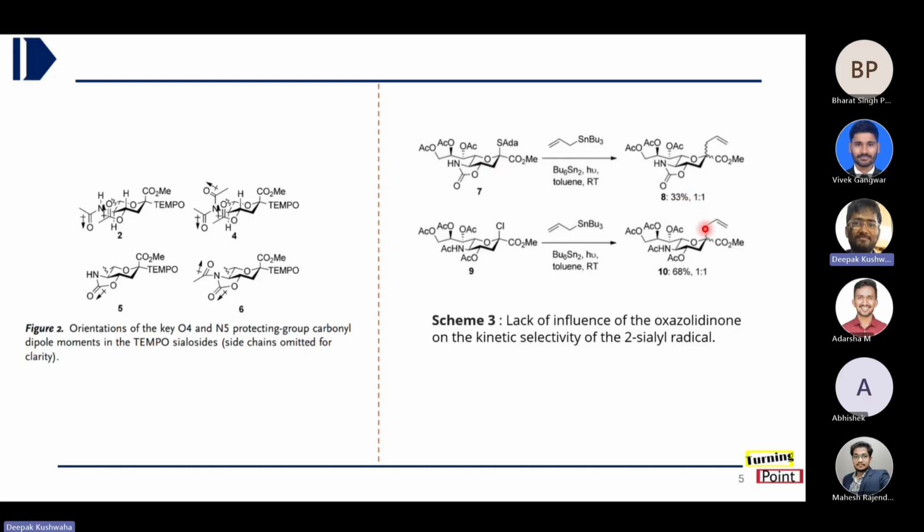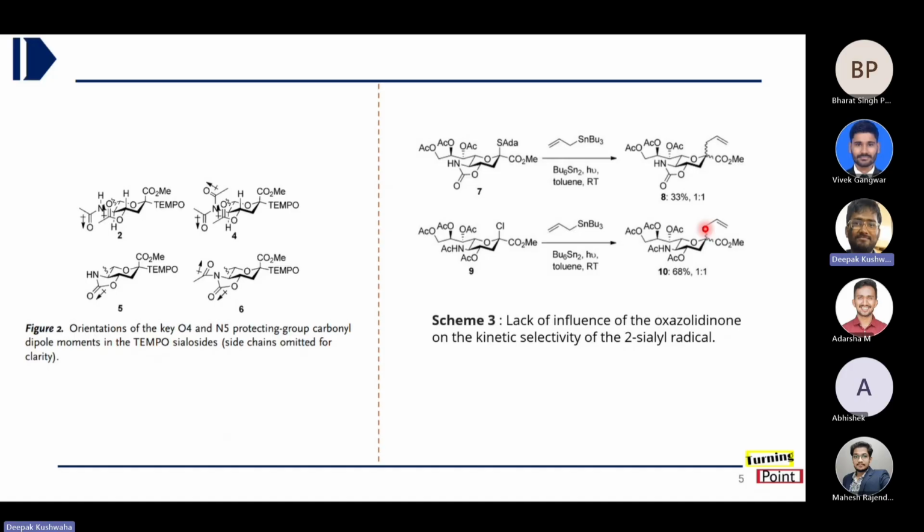Yes, correct. That's what it is, since TEMPO is a very stable or persistent radical. If they could have taken that, then they could claim something like: okay, with TEMPO it will work. In the case of 7, the alpha will be more. In the case of 9, the alpha to beta ratio will be a little higher. Yeah, so I got your point.